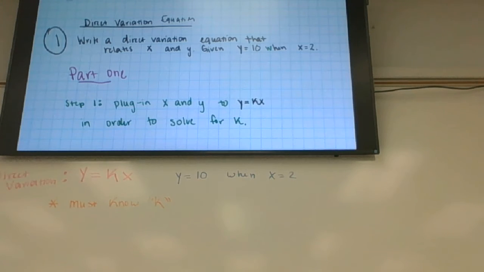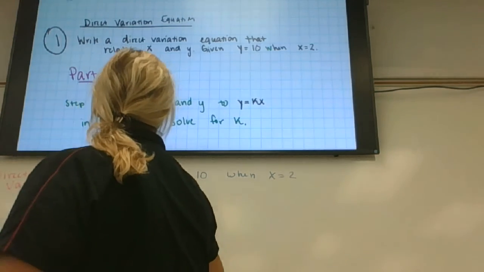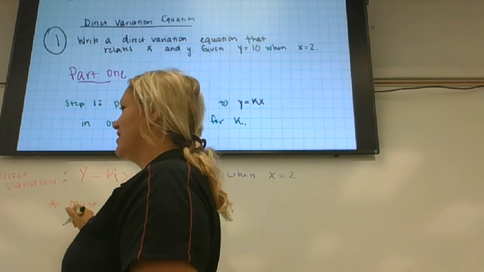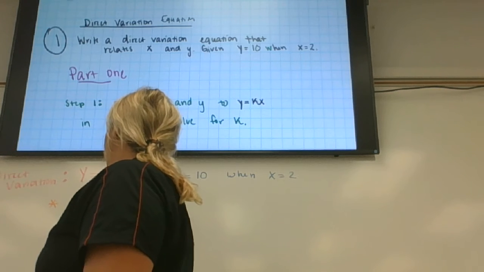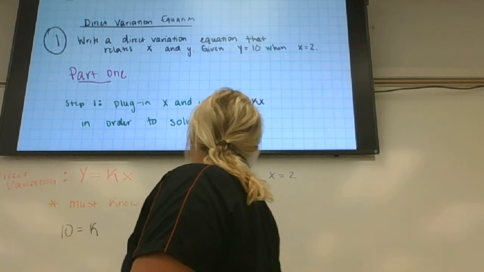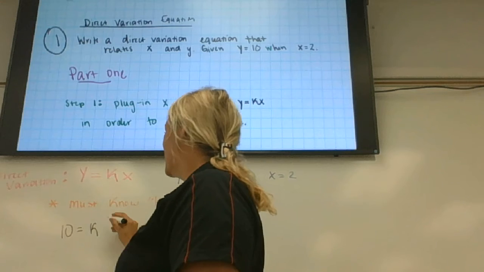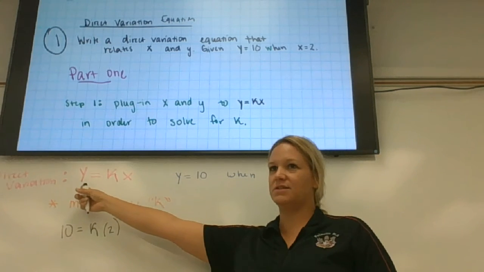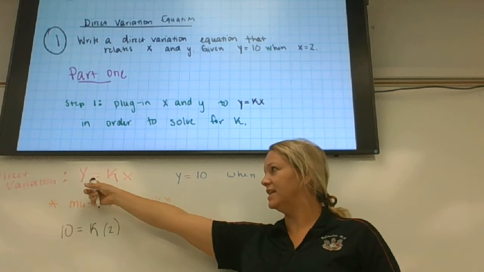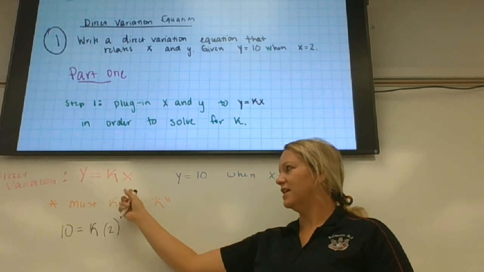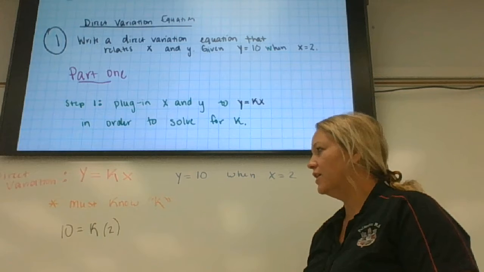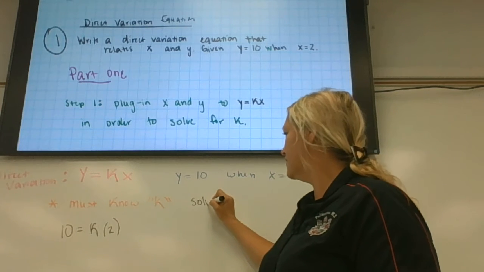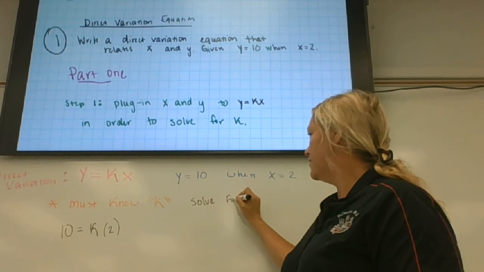Anybody find k yet? So I'm going to put 10 in here. What'd you get, Tyler? Shout it out. And I'm going to put 2 in here. Y is 10, so I take the y out and I put 10 in. X is 2, take the x out, put 2 in. Solve for k. Given what you have, solve for k.